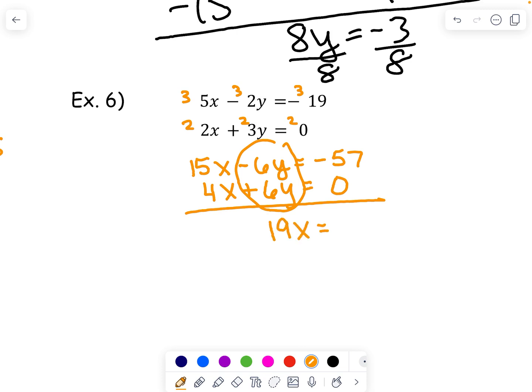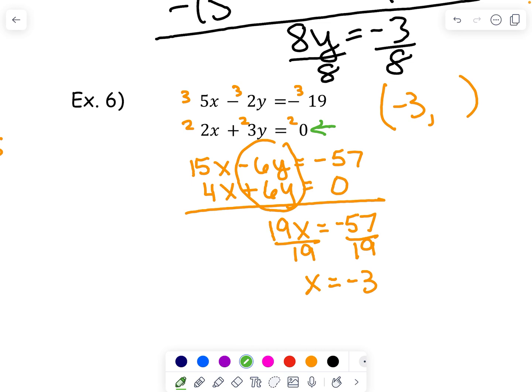Yes. And then we get 19x is equal to negative 57. And so when we divide by 19, obviously that was 3 19s. So that's going to be x equals negative 3. So that's our x, and we just need a y. So we go back up to one of these equations. I'm going to pick this one. It doesn't matter which one you pick.